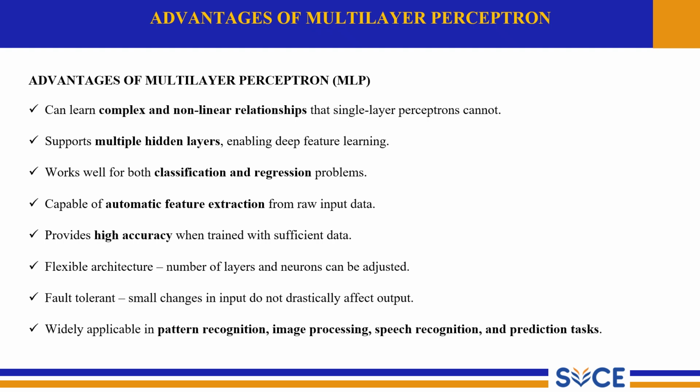The architecture is also flexible. The number of layers and neurons can be adjusted according to the complexity of the problem. MLPs are fault tolerant, meaning that small changes or noise in the input do not drastically affect the output, making the network robust. Finally, MLPs are widely applicable in many areas including pattern recognition, image processing, speech recognition, and prediction tasks, which is why they form the backbone of many modern AI systems.